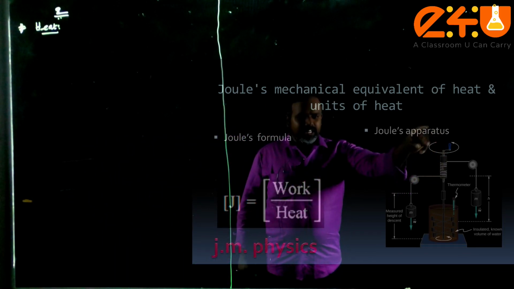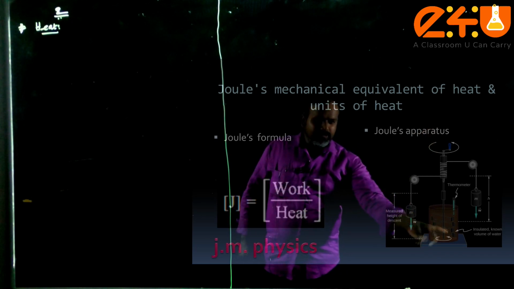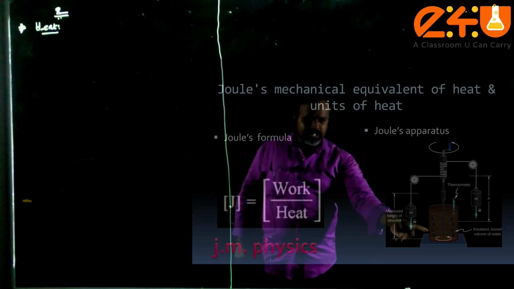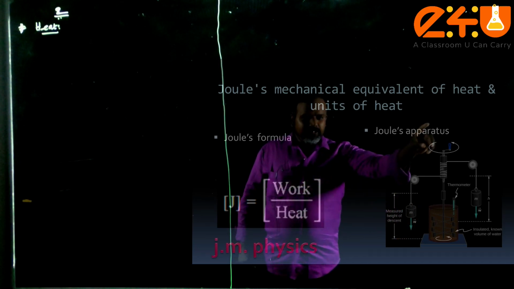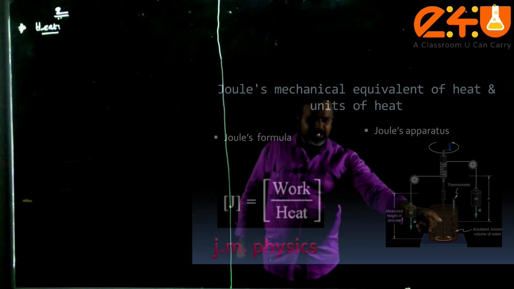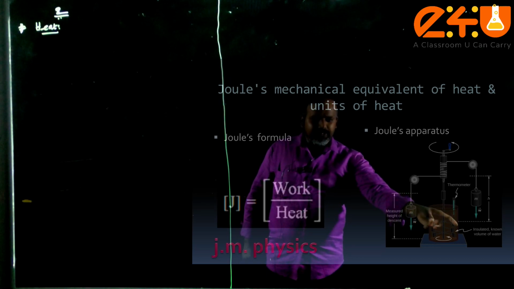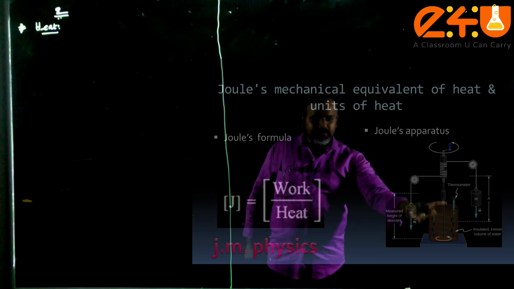When you rotate this handle, what will happen? This is the container which contains water or any other liquid. These are the paddles inside. When we rotate this handle, the paddle also rotates, which makes friction inside the fluid layers, which results in an increase in temperature. The temperature will be measured by using a thermometer.